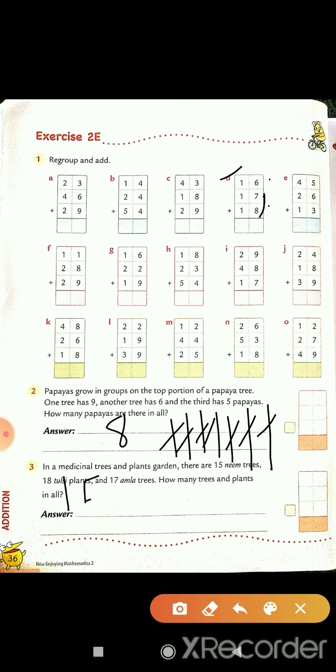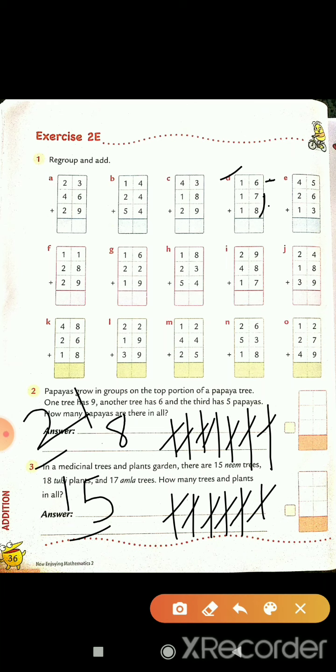We got 15. Now we have to add 6 more. So 1, 2, 3, 4, 5, 6. What comes after 15? 16, 17, 18, 19, 20 and 21. So we got 21. 21 can be regrouped as 2 tens and 1 one. So at the place of ones we have to write 1 and at the place of tens we will write 2.